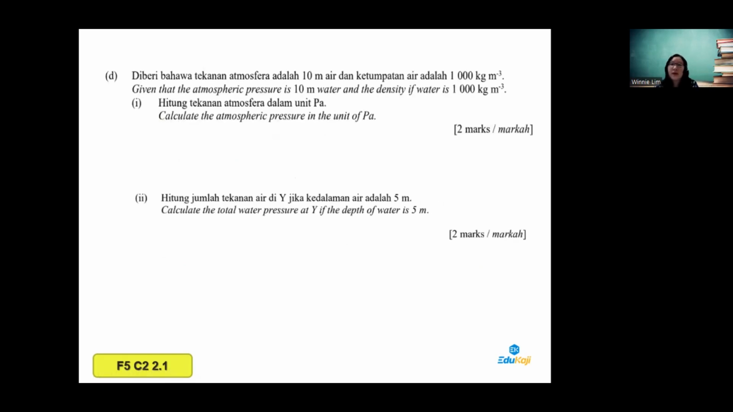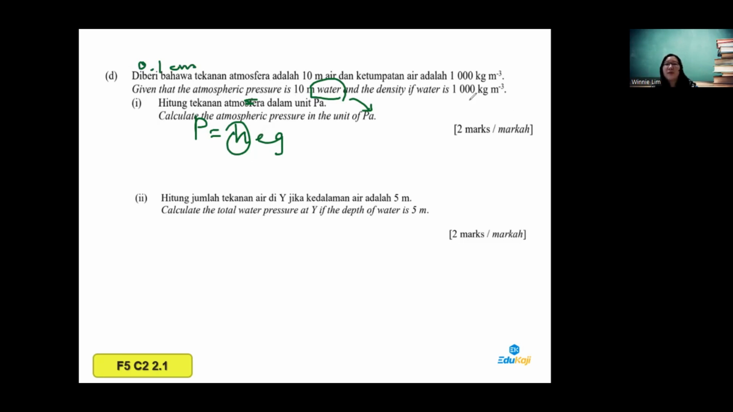So part D is calculation. They want you to calculate the atmospheric pressure in the unit Pascal. Generally, you can change the idea of meter water to Pascal. So how do you do that? You use the liquid pressure formula h rho g. Then this h becomes the depth of the liquid, of water. They already tell you atmospheric pressure is 10 meter, and it must be in meter. Sometimes they give you, for example, 0.1 cm, so we have to change it to meter. Get the idea? Which is 10 meter again, right?